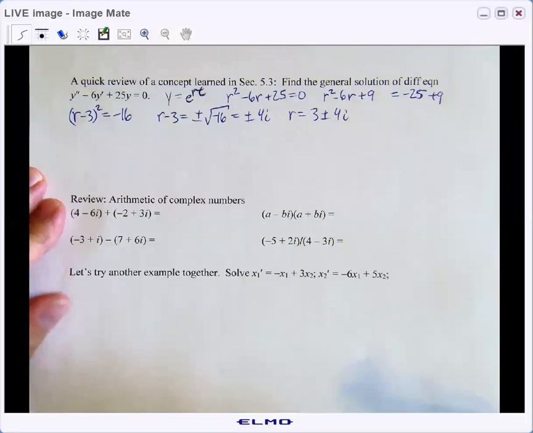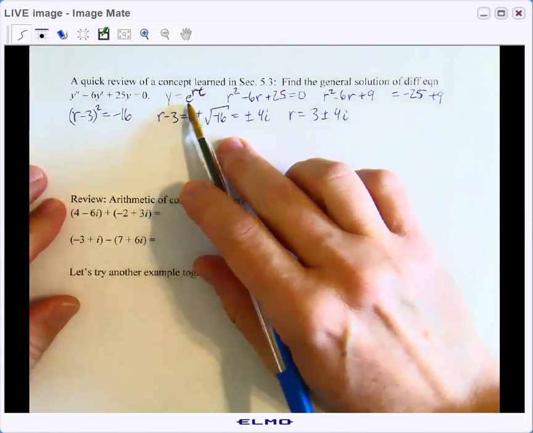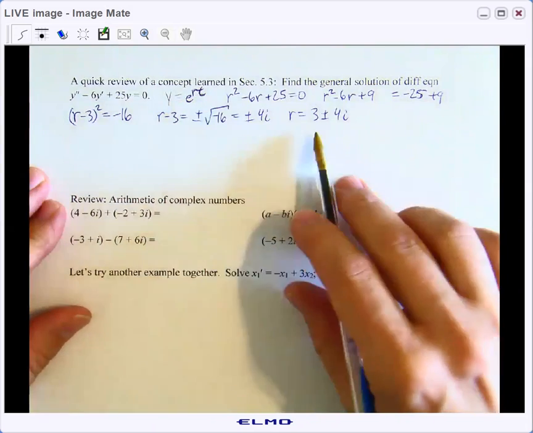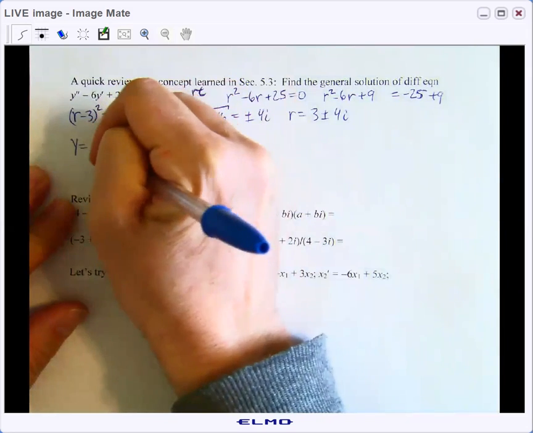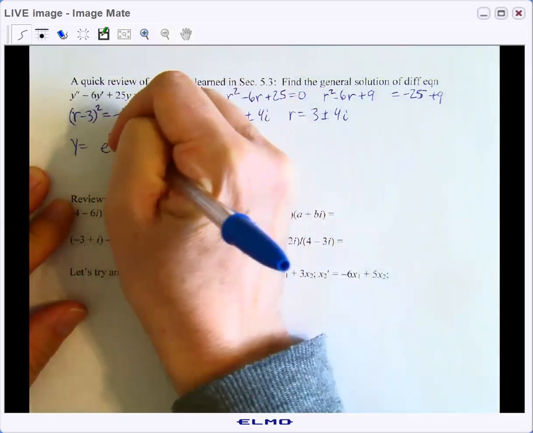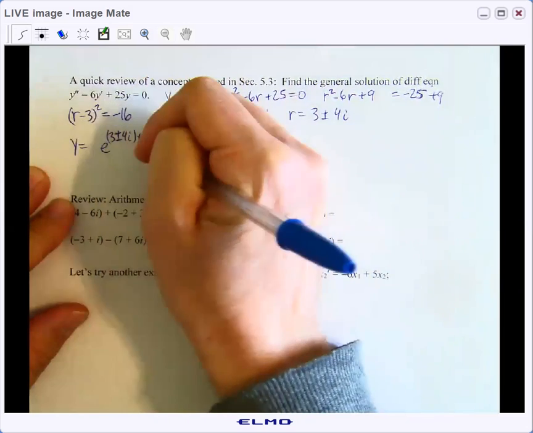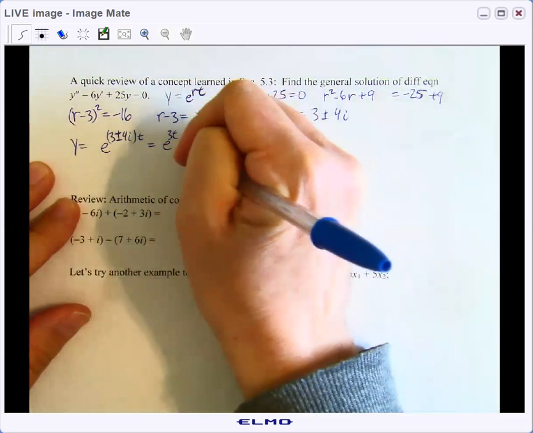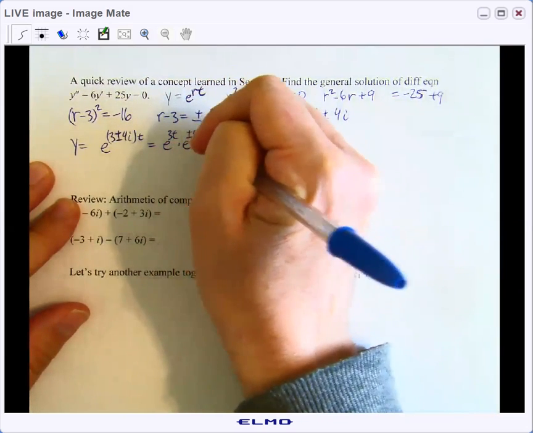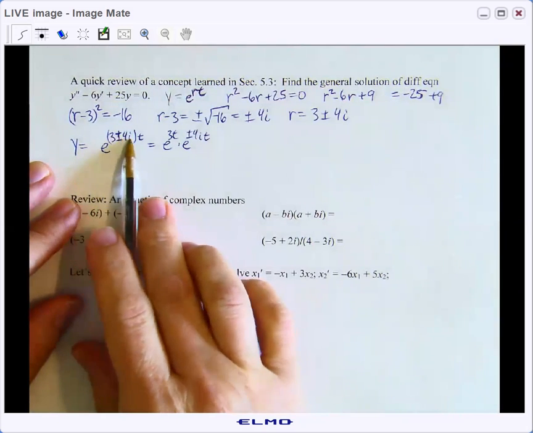Now remember, the reason we did that was to find the solution, and our solution was y equals e to the rt. We now know what r is, so y equals e to the 3 plus or minus 4i t, which we could write as e to the 3t times e to the plus or minus 4it. But we saw in chapter 5 that these are complex conjugates here.